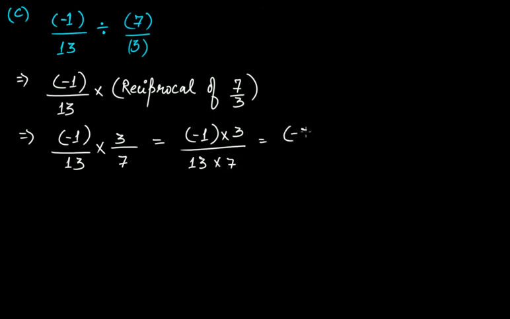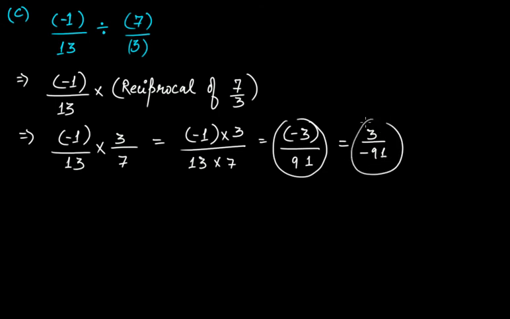And this becomes minus 3 over 7 times 3 is 21, and 21 times 13 is 91. Okay. Now there is no highest common factor, therefore you cannot simplify it further. So this is one answer. Another way can be 3 over minus 91. This is another way to write the answer. And another way to write the answer is minus sign in the middle and 3 over 91.